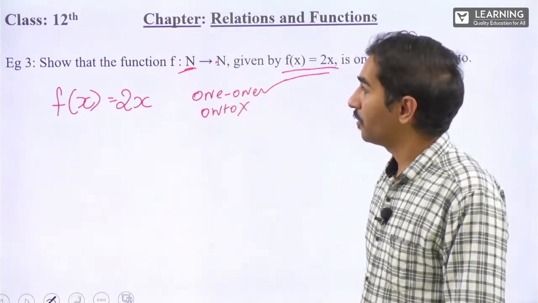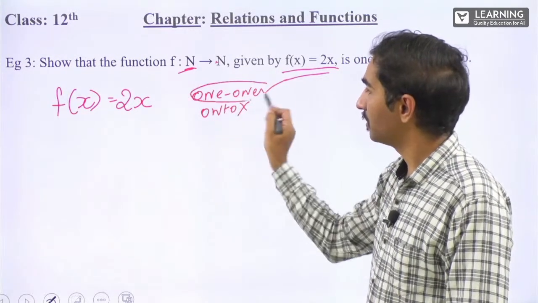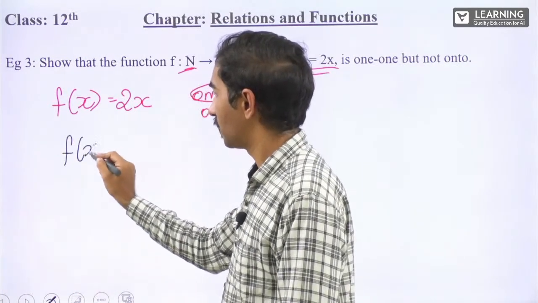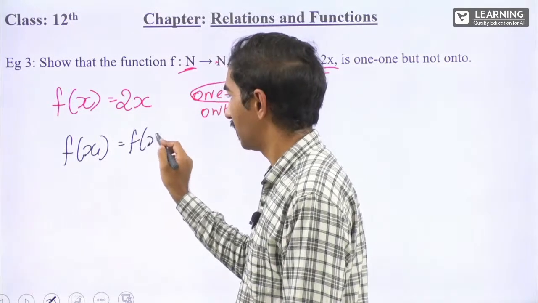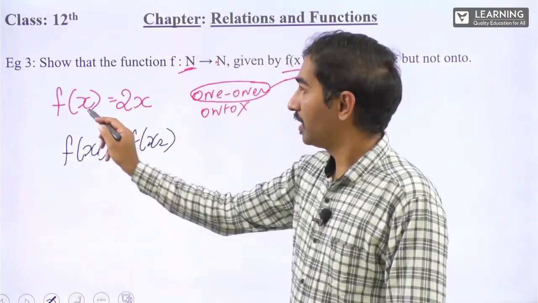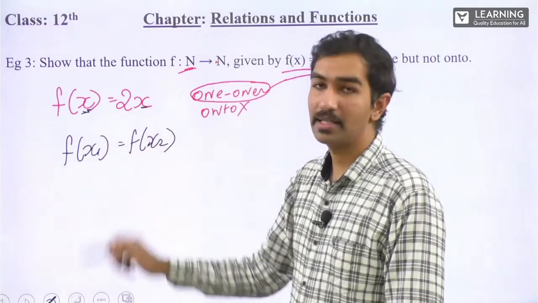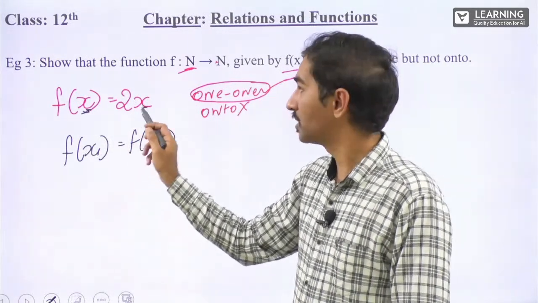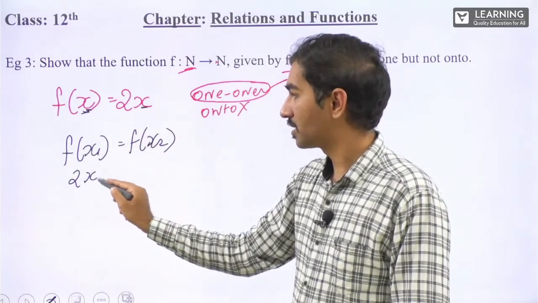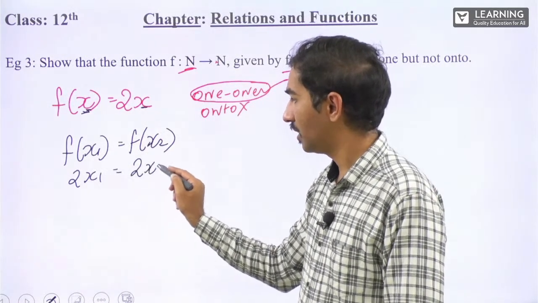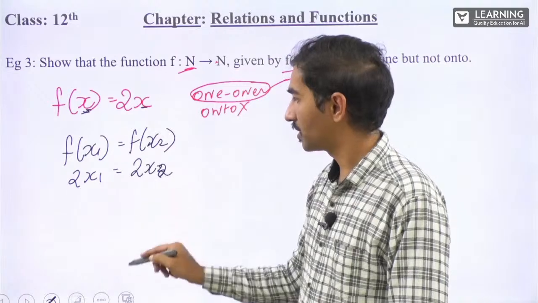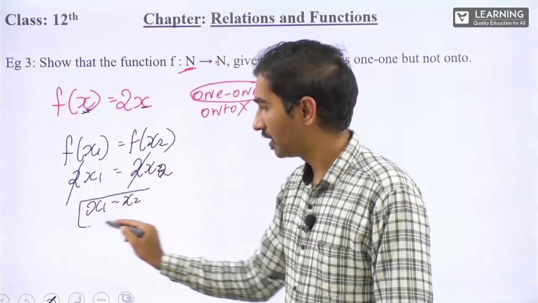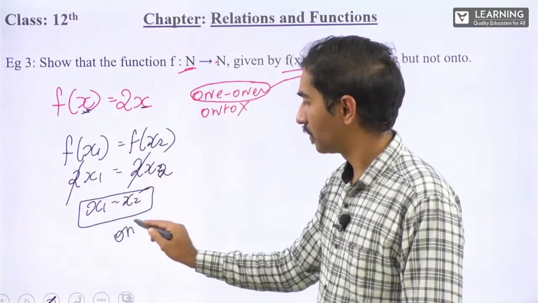All right, so f(x) = 2x. First, how to start the proof for one-one? We have to directly take it like this: f(x1) = f(x2). Here we had x, so the function is written in x. Now in the place of x we are writing x1, so we must write 2x1 equals 2x2. The 2 and 2 get cancelled. What are we getting? x1 equals x2. Therefore we can tell that the given function is one-one.